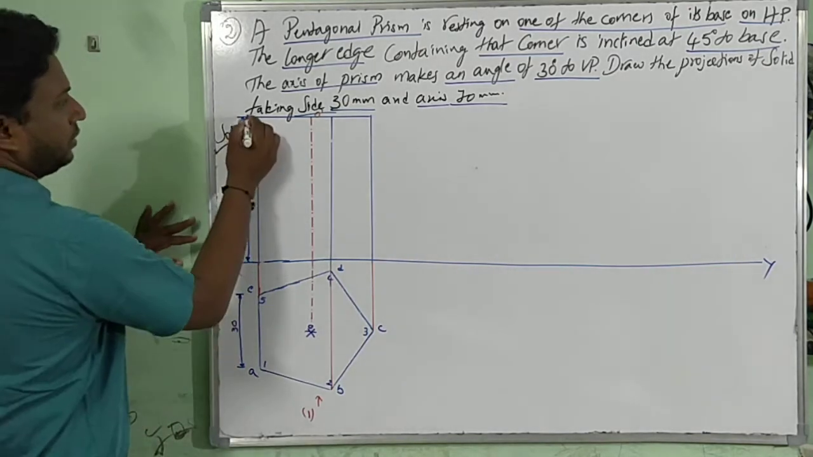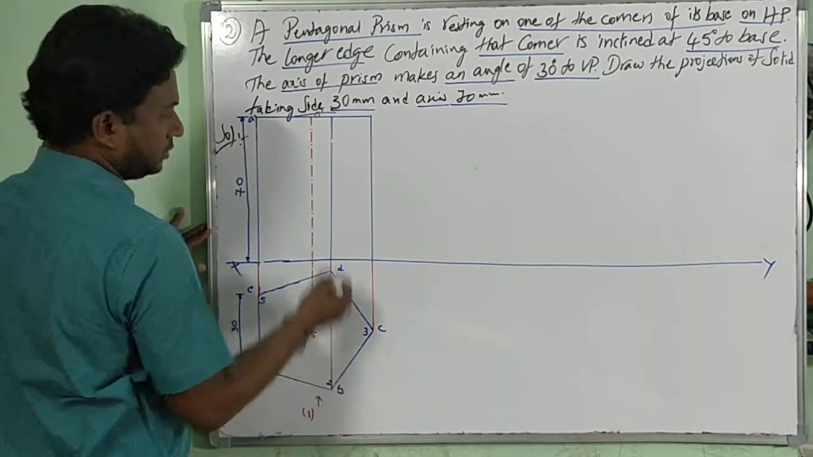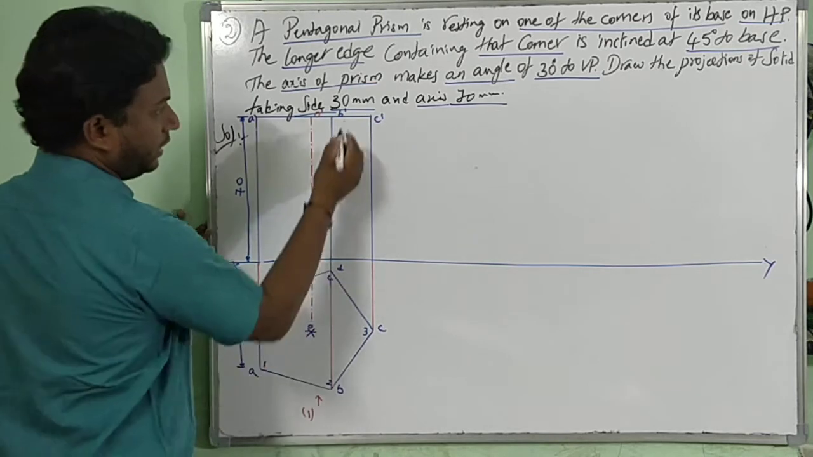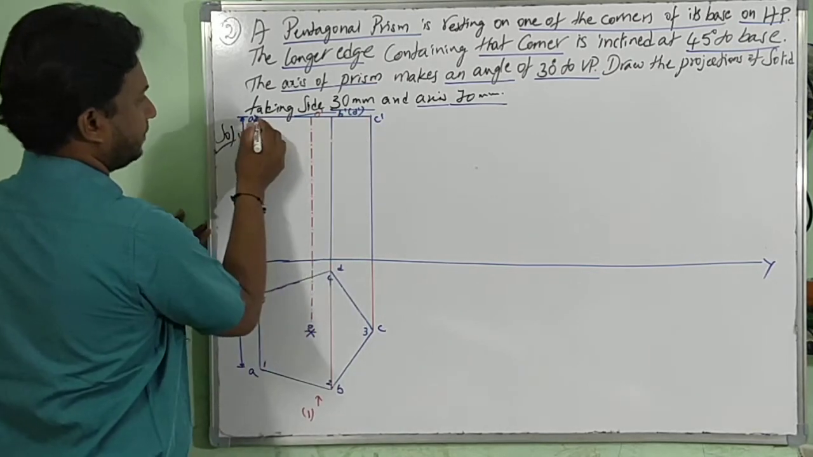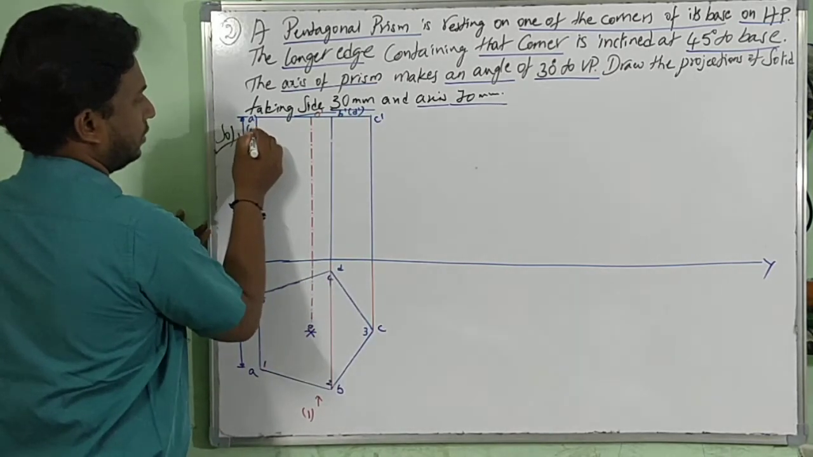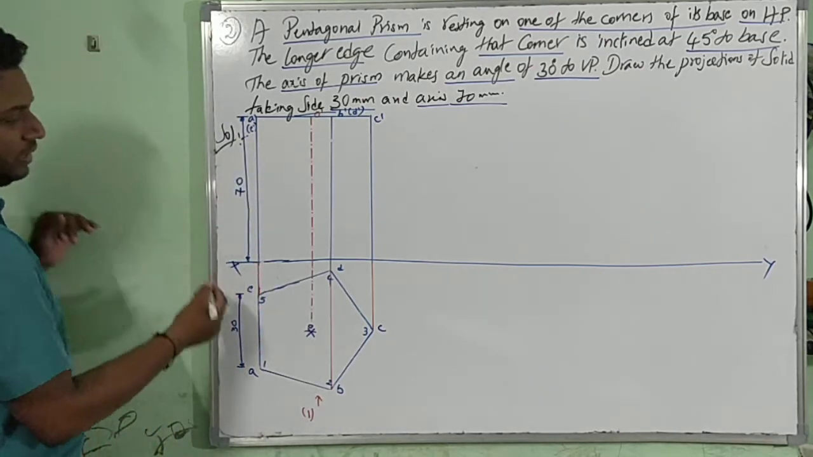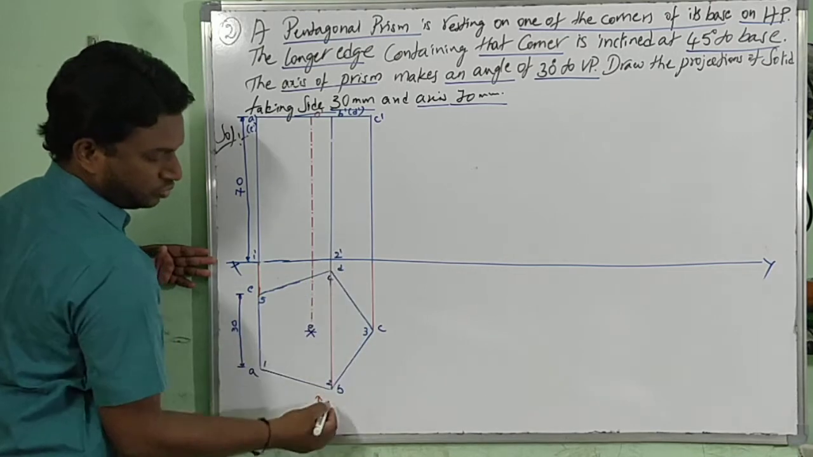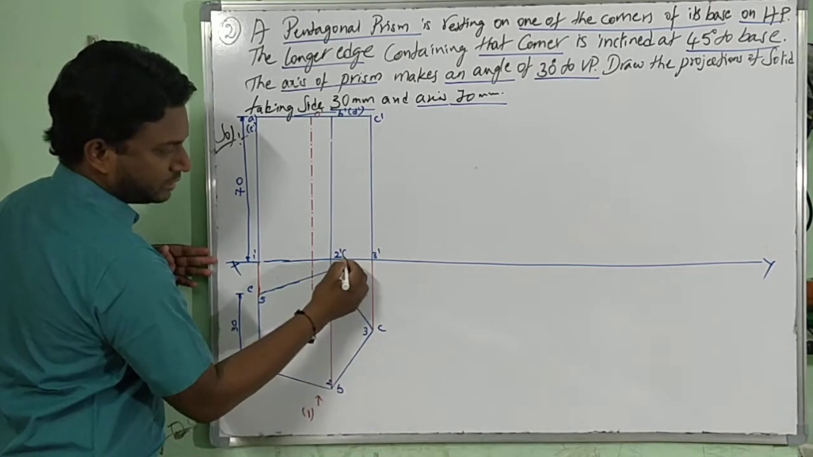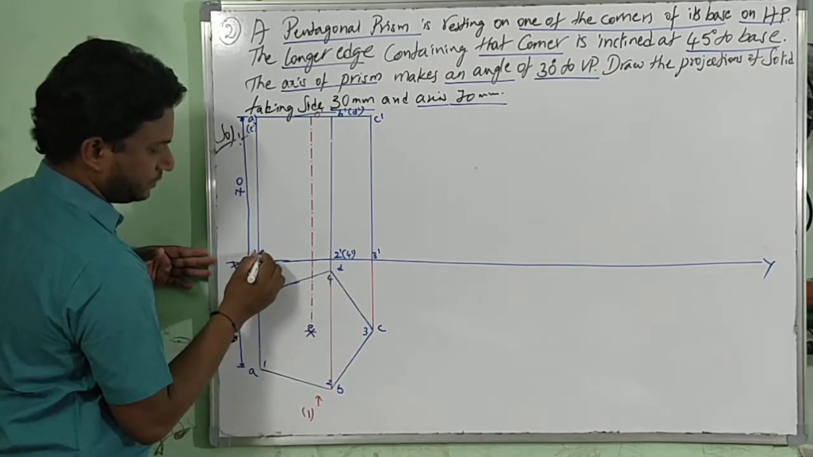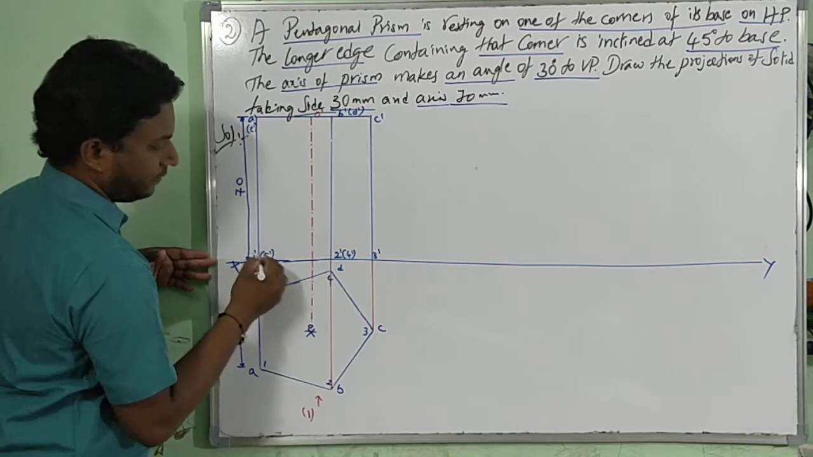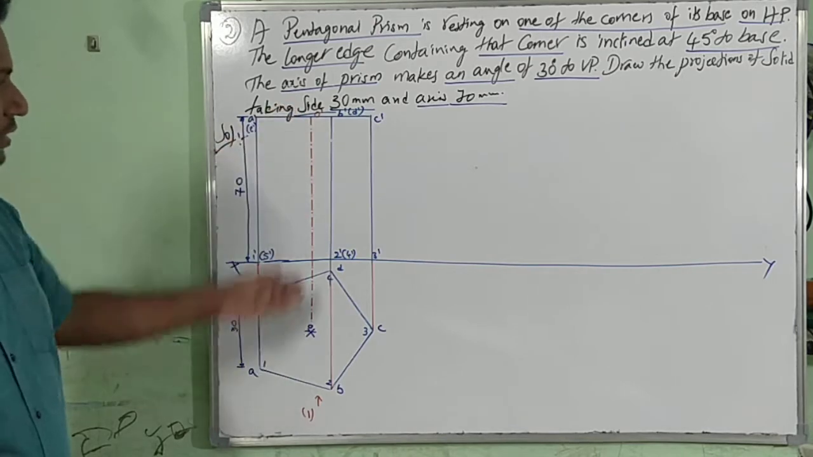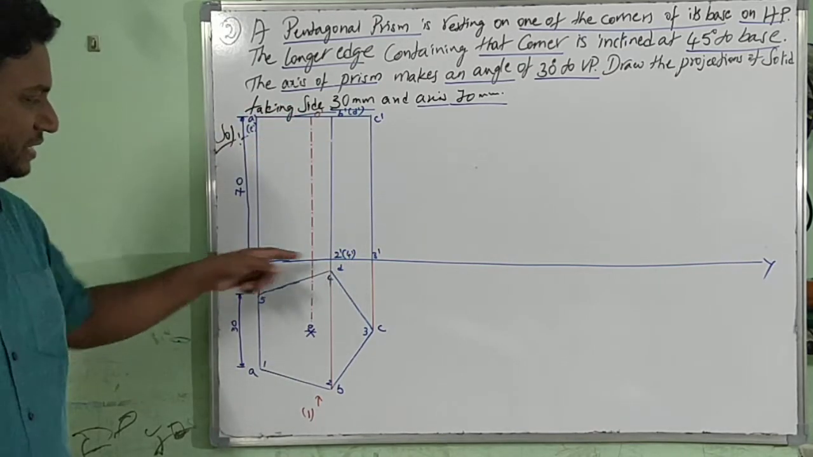Now points here: A dash, B dash, C dash, D dash in the same line with brackets B dash, brackets E dash in the same line here, 1 dash, 2 dash, 3 dash, brackets 4 dash, 5 dash. Axis 70 mm and the base is on the XY line.